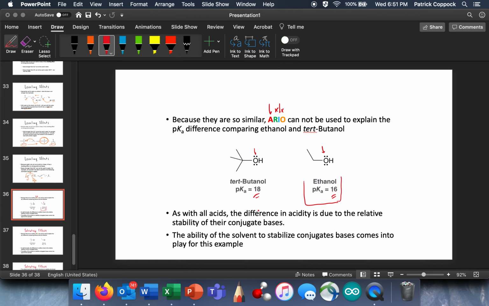Well, the difference in acidity is due to the relative stability of the conjugate bases, as with all acids, okay? So the ability of the solvent to stabilize conjugate bases comes into play for this example. And so we're going to call it solvating effects, okay? Solvating effects explain this. Watch this.